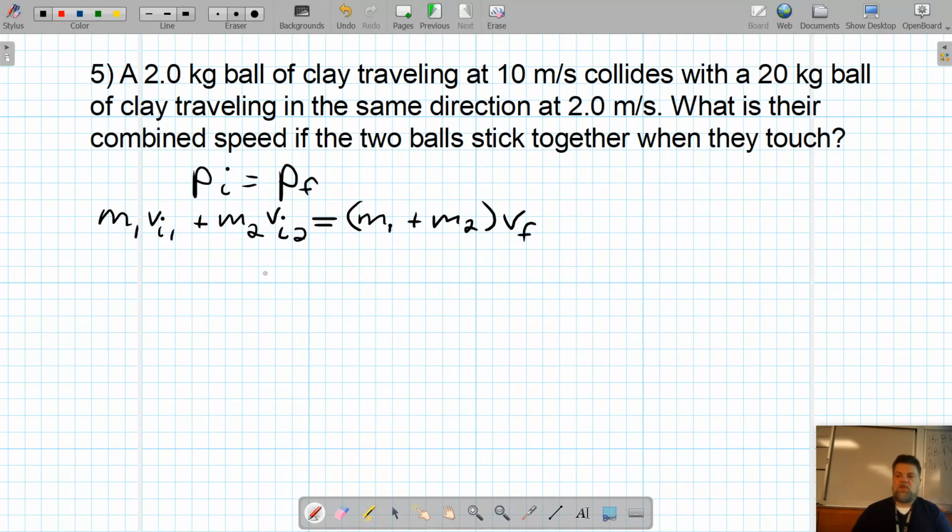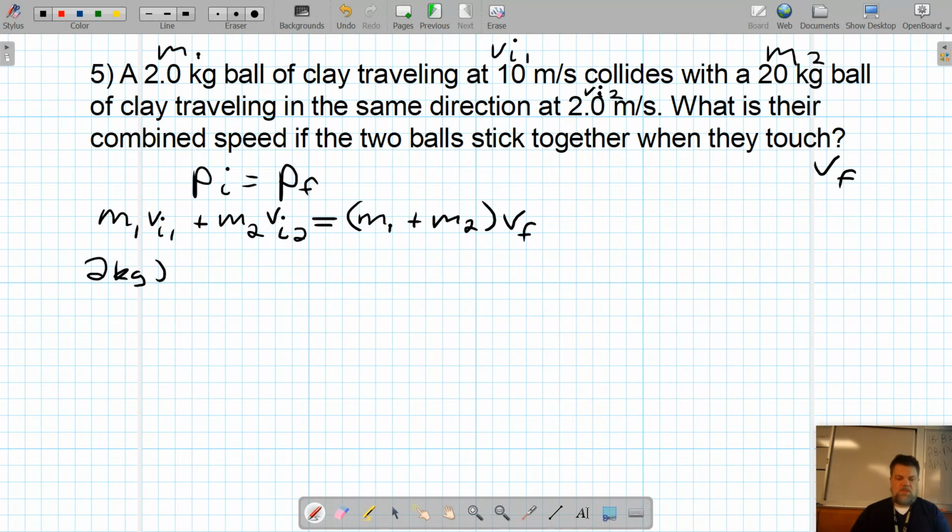All right, so this is a plug and chug deal, right? So this is M1, that's the first mass. This is M2. This is V initial 1 and collides with this, and this is V initial 2. And then they want to know the final velocity. All right, so we plug it in.